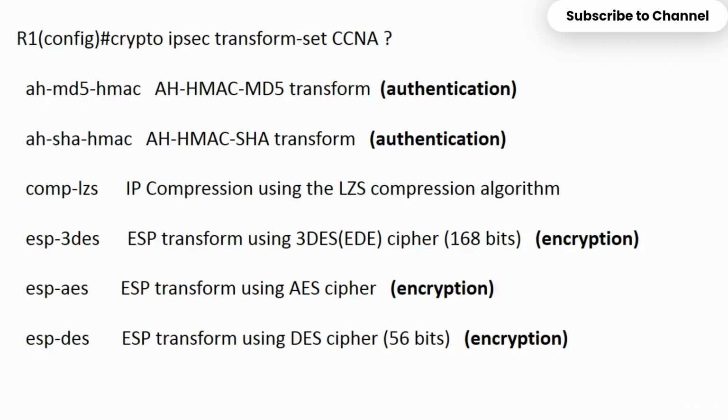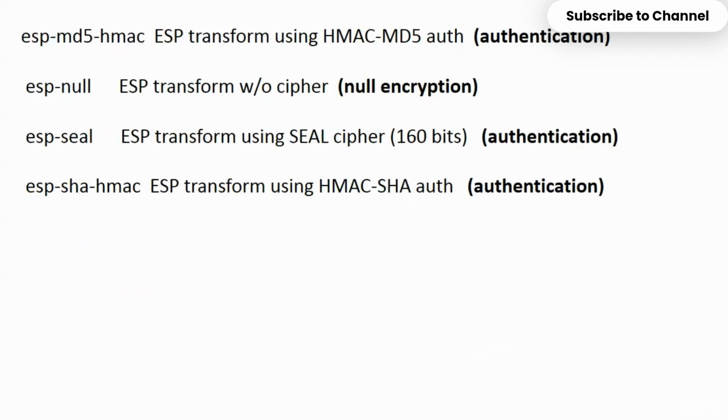So it's crypto IPsec transform-set is the command. Then I'll be asked to name it, and then I used IOS help to see the options. And we see a couple of AH options there. They're both authentication options, one using MD5 and one using SHA. There's our IP compression algorithm option, and quite a few ESPs here, and these are all encryption. You'll see they're using ciphers that we've talked about before with DES, 3DES, and AES. And we've got another authentication here using MD5, and then you have a null encryption option, a SEAL cipher, and then finally an ESP transform using HMAC SHA authentication.